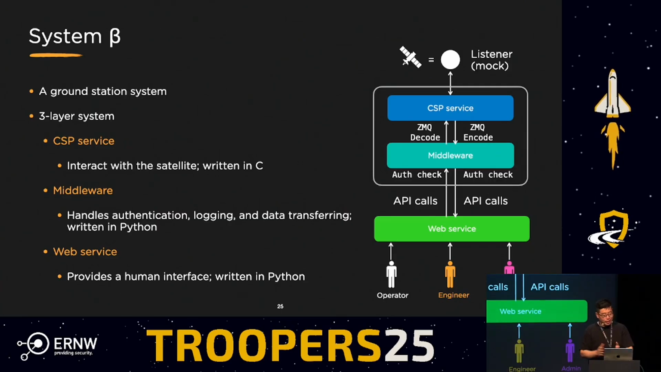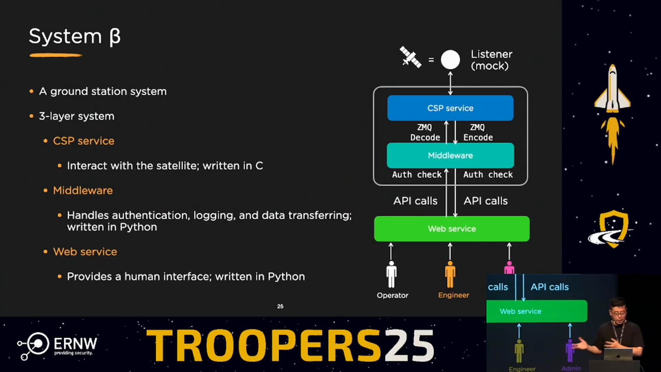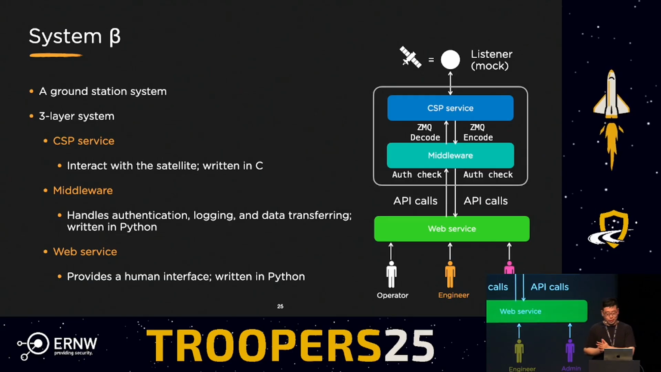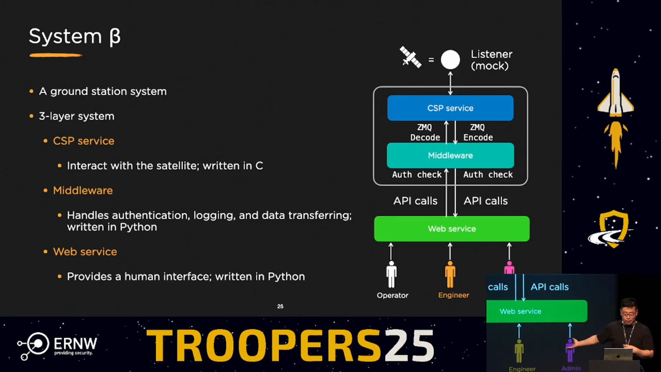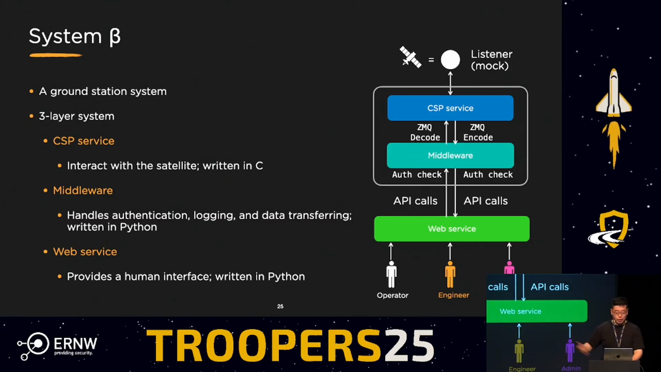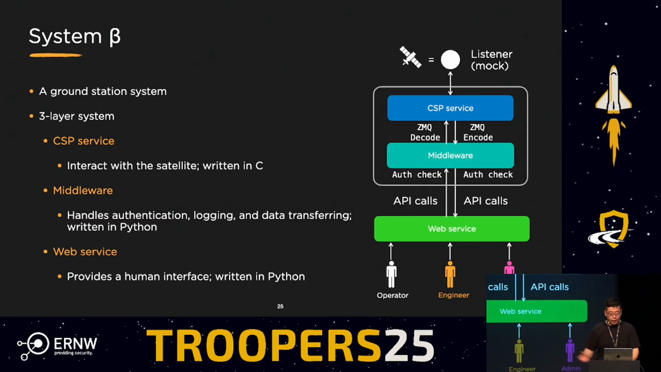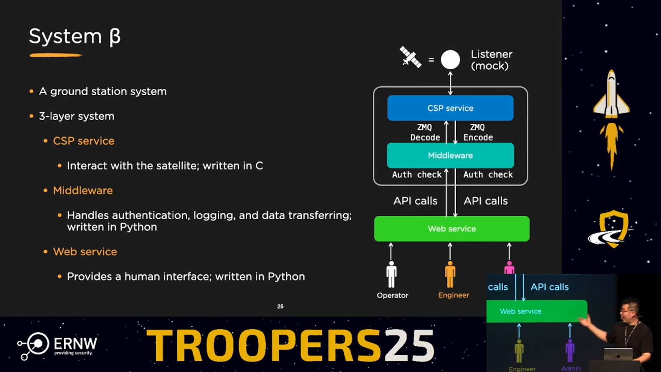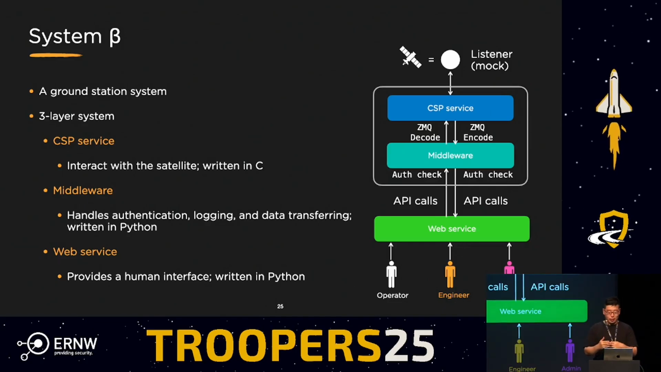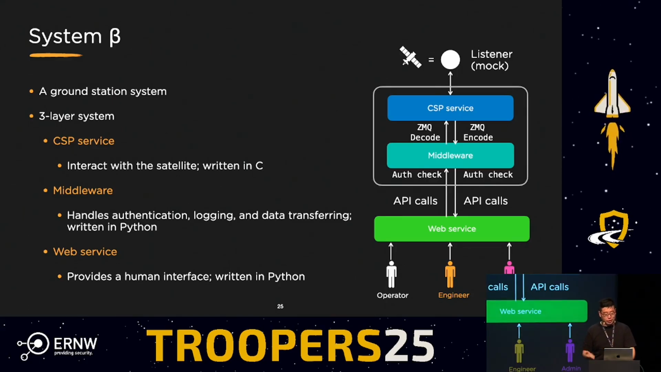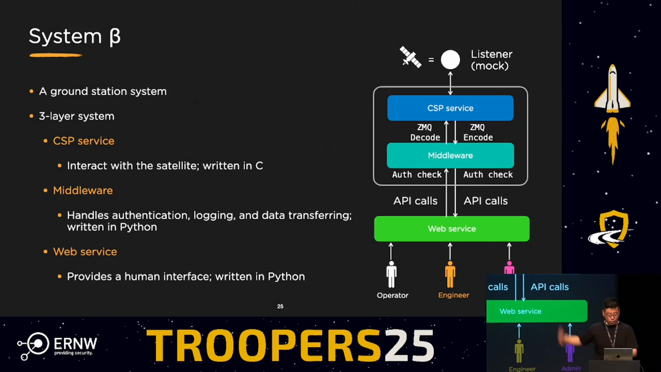So basically, it's a ground station system, and it's a 3-layer system. For the user interface, it's a web service written in Python. And then there's a middleware and a CSP service for directly communicating with the satellites. The middleware does the auth check in the whole system.